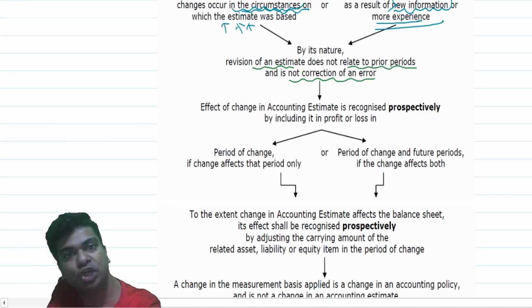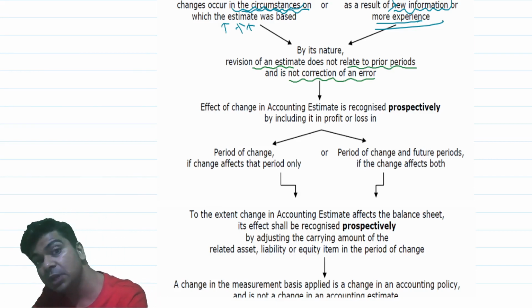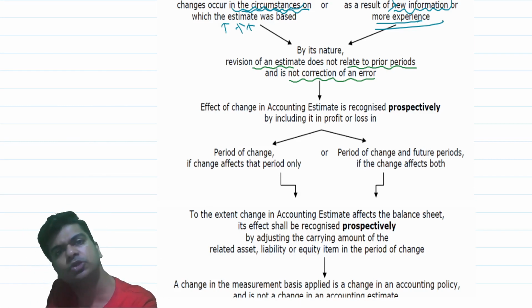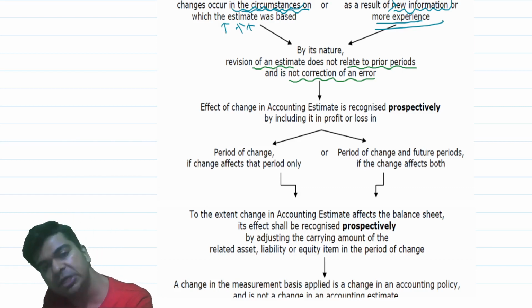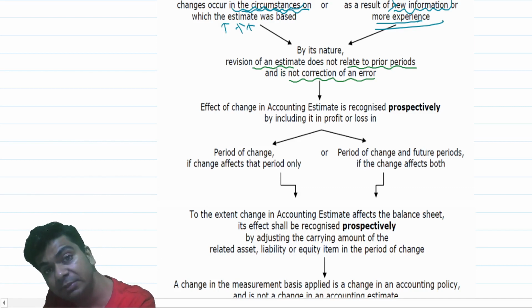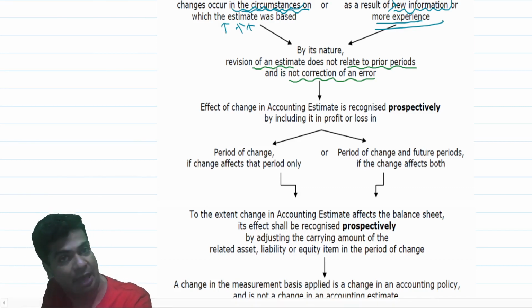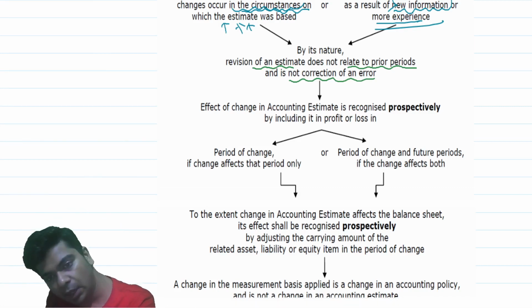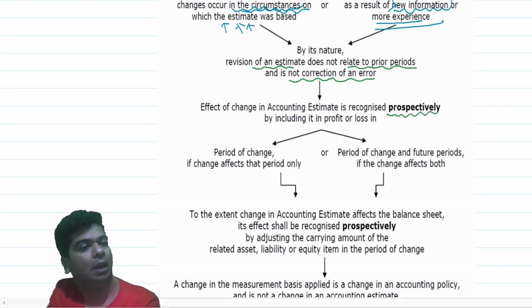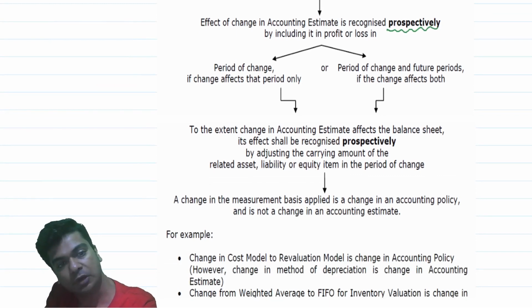I am not supposed to change the figures of the past years. How can you say it is an error committed in the past? Whatever information was available in the past, I used it to make my estimate. As that information changes, I have every right to change my estimate. But that does not mean you tell me that you committed a mistake in the past. I haven't committed a mistake in the past. Okay. And that is the reason it is not a prior period error. Remember, effect of change in accounting estimate is recognized prospectively by including it in profit or loss.